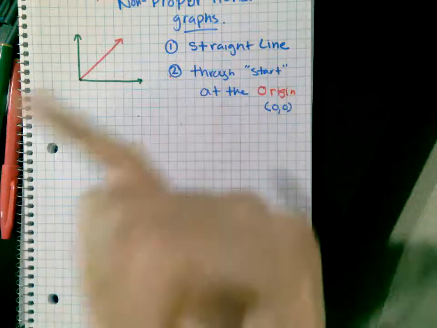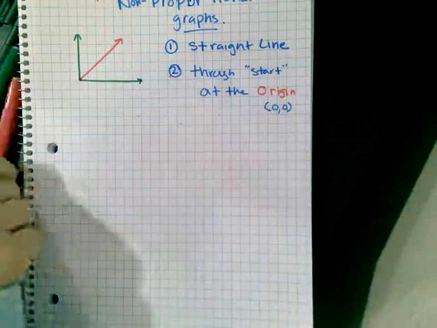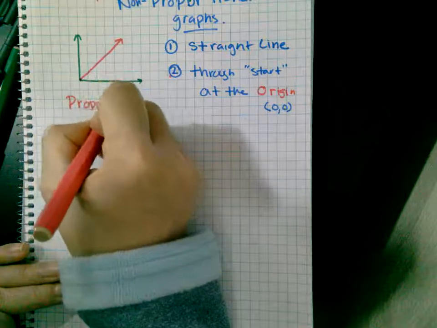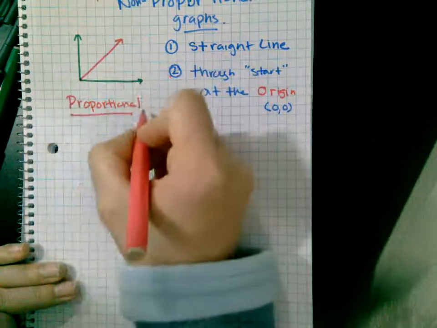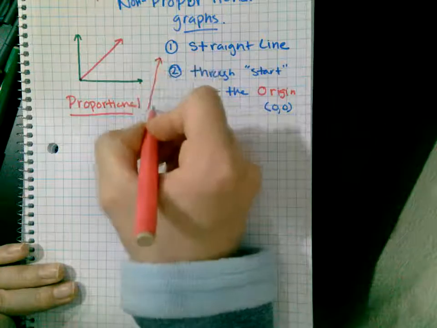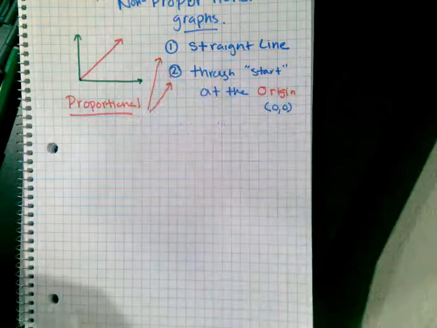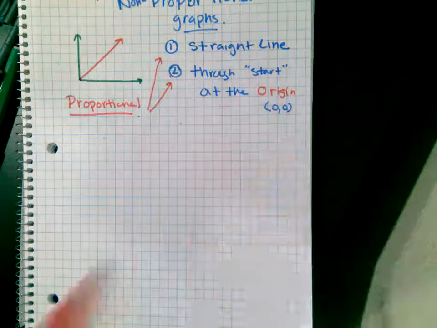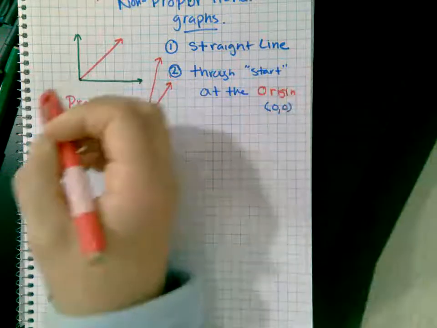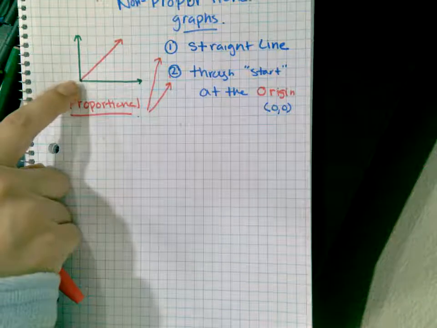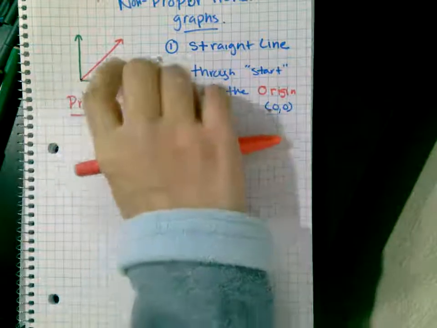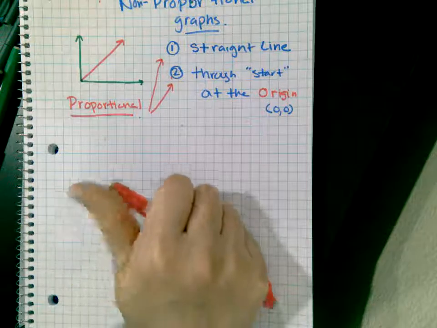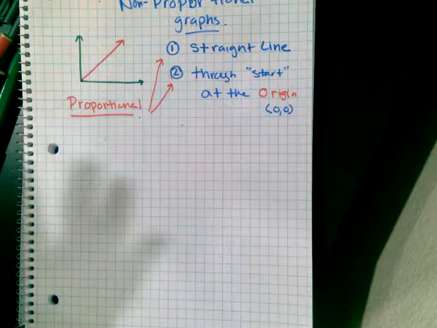So in order for a graph to be proportional, a proportional graph has to meet these two criteria. It has to be a straight line, and it has to go through or start at the origin. So this is the origin. So we started at the origin and it's a straight line. This makes it proportional.